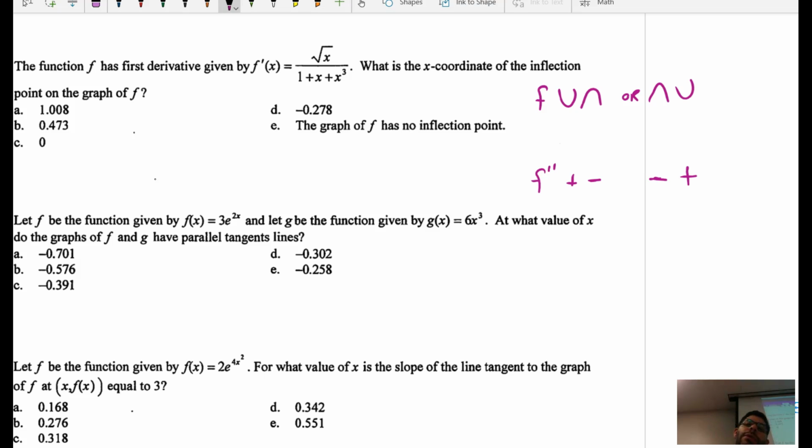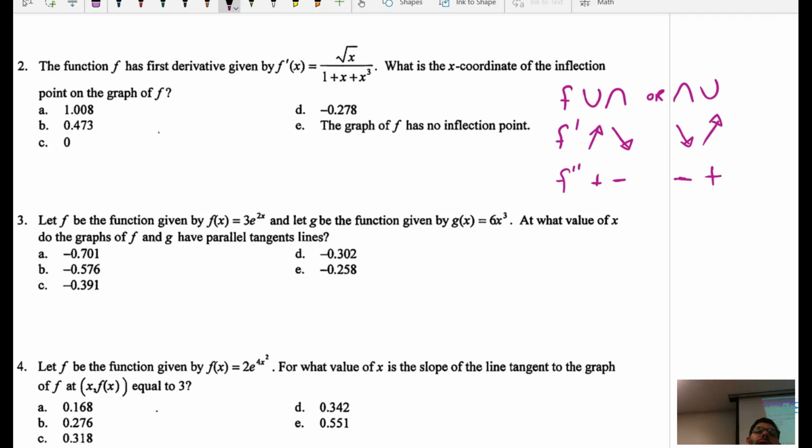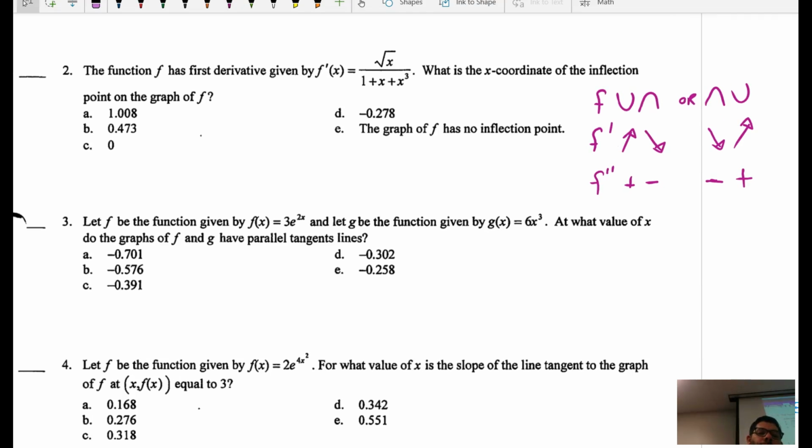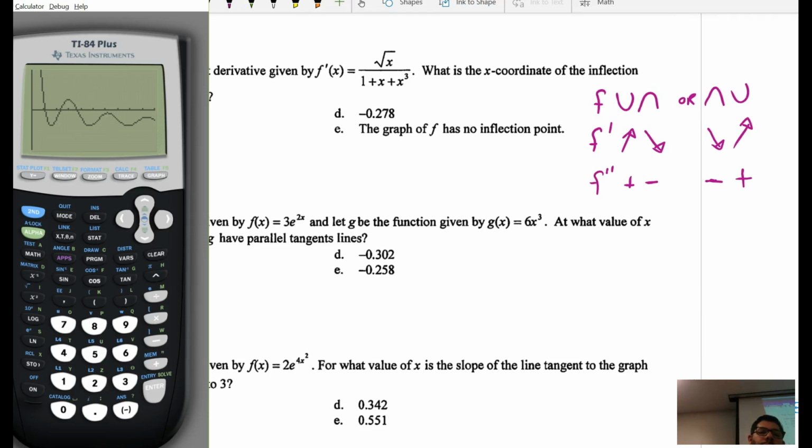So how can we tell a concavity change for f prime? Increasing to decreasing, or decreasing to increasing. So then let's type in f prime to our calculator.